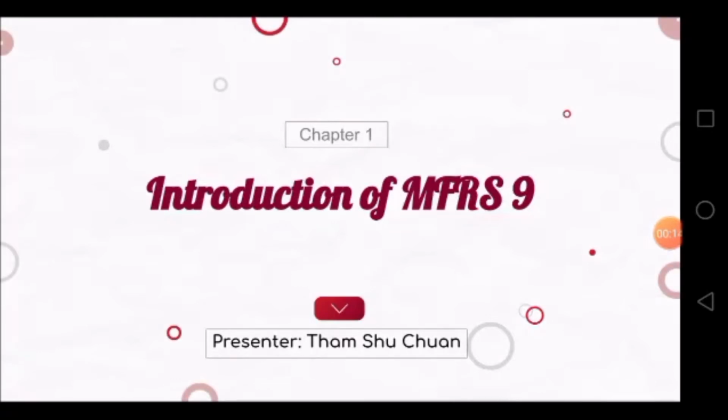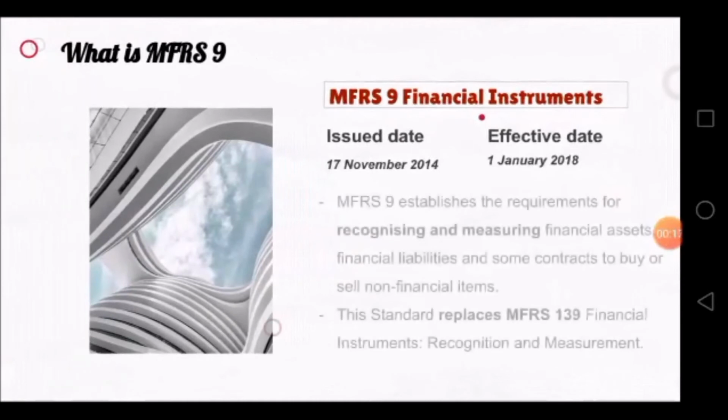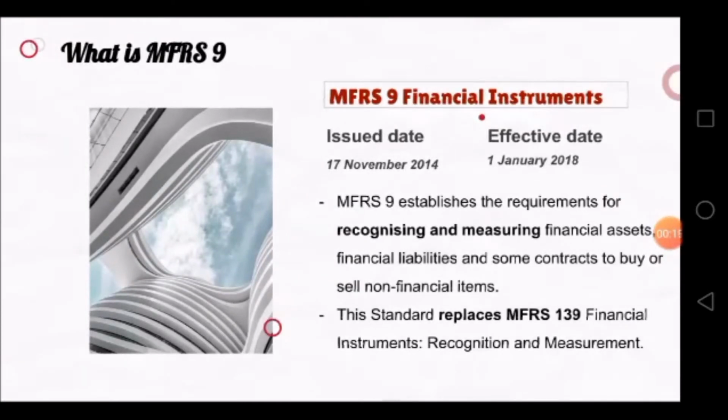Now I will discuss about what is MFRS 9. MFRS 9 financial instrument is determined by the individual financial reporting standard. MFRS 9 was issued by the Malaysian Accounting Standard Board on 17th of November 2014, and MFRS 9 will be effective for financial period beginning on or after 1st of January 2018 with early application permitted.